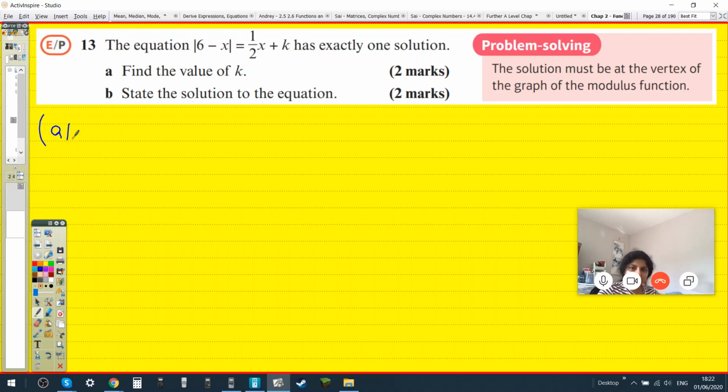I mean, it says the solution is at the vertex of the graph, so it's like the minimum of the graph, basically, I think.